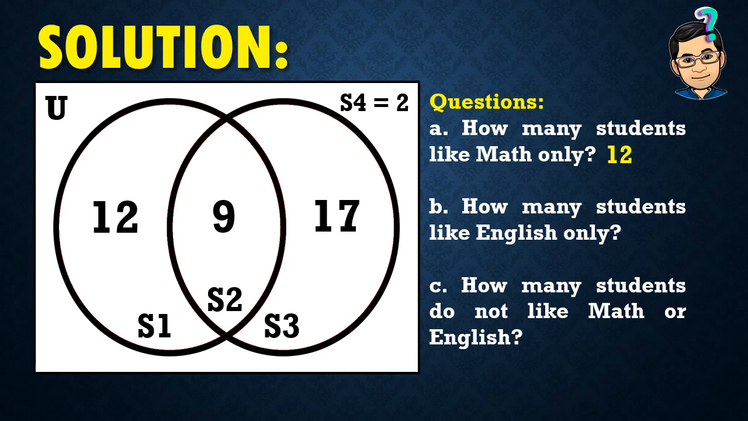Next, letter B, how many students like English only? So the answer is 17. Kung tinatanong ka naman, how many students like English, wala yung word na only, the answer is 9 plus 17, that is 26. And then, how many students do not like Math or English? That is 2, yung S4.